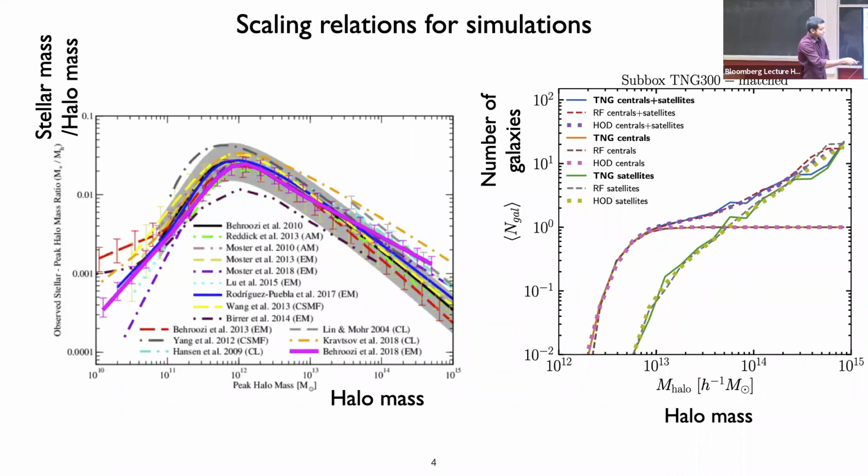Another popular one is the number of galaxies as a function of halo mass. People have fit not just power laws but sometimes more complicated functions, like an error function for the centrals, shown in pink. For the satellites you can have a power law which cuts off at low masses. So these are just some types of scaling relations people in astronomy have used.